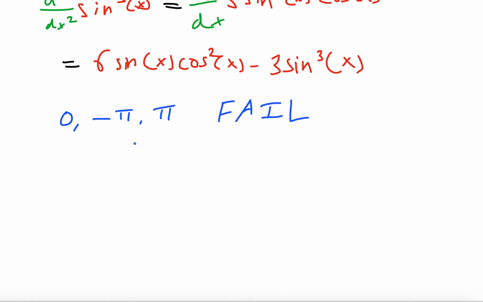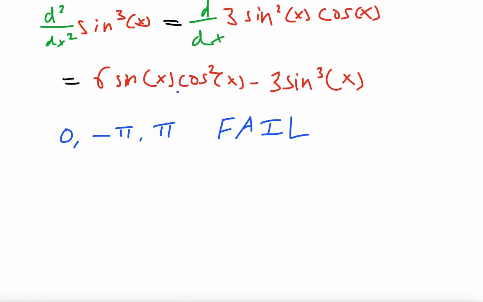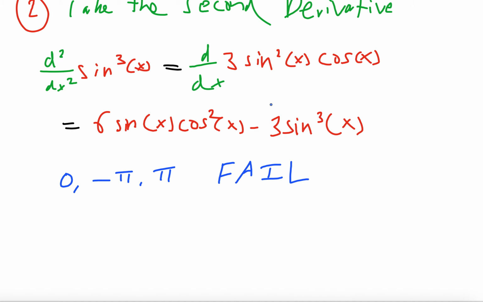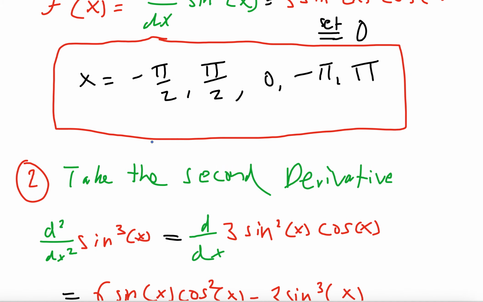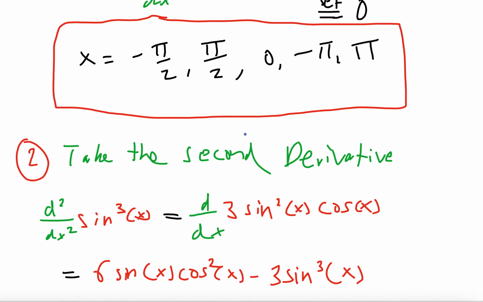But at negative pi over 2 and pi over 2, we see something different. If you plug in negative pi over 2 in here, yes, the cosine squared makes this entire term go to 0, but sine of negative pi over 2 gives you negative 1, and then you cube that, it becomes negative 1. So then you have negative 1 times negative 3, which becomes positive 3. And so the second derivative there is greater than 0, which means that negative pi over 2 is going to be a minimum. And I'm just going to label these as inflection points.